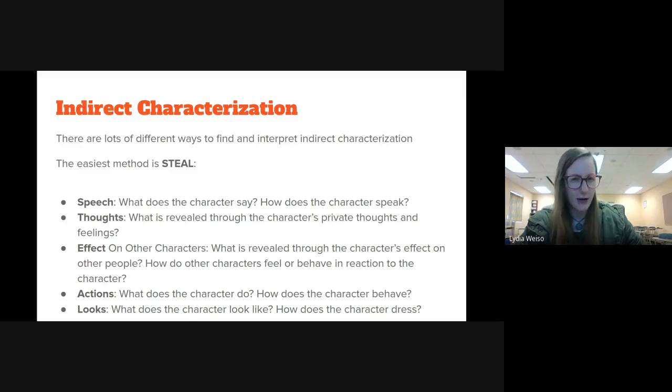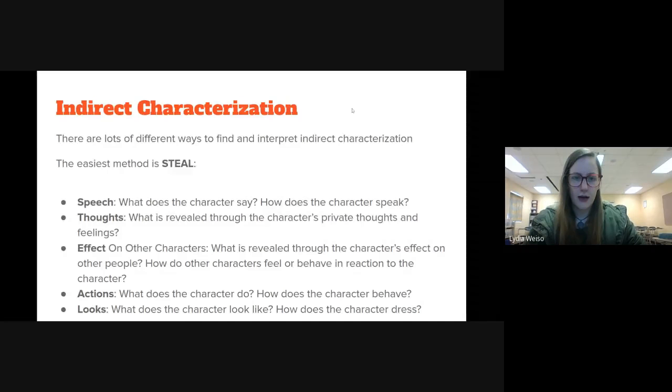You have almost assuredly run into this acronym before, STEAL. STEAL stands for speech, thoughts, effect, actions, and looks. We're going to go through each one of these individually. So if you're taking notes, don't worry if you don't get all of this written down at once, because we're going to come back to it. Also remember, this recording and these slides will be available on Google Classroom, and the recording will be on YouTube as well.